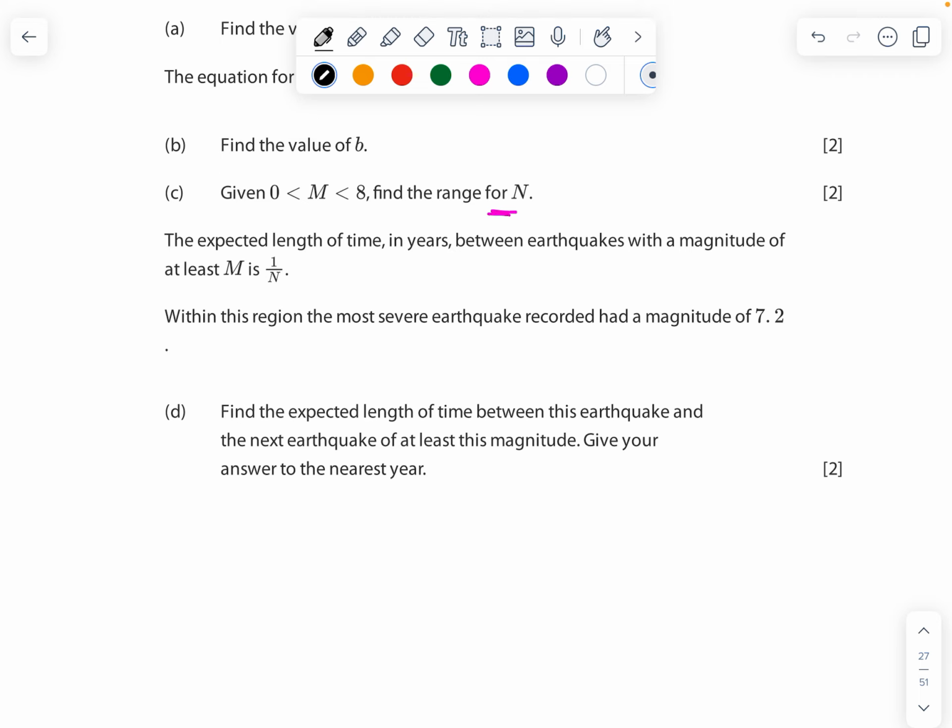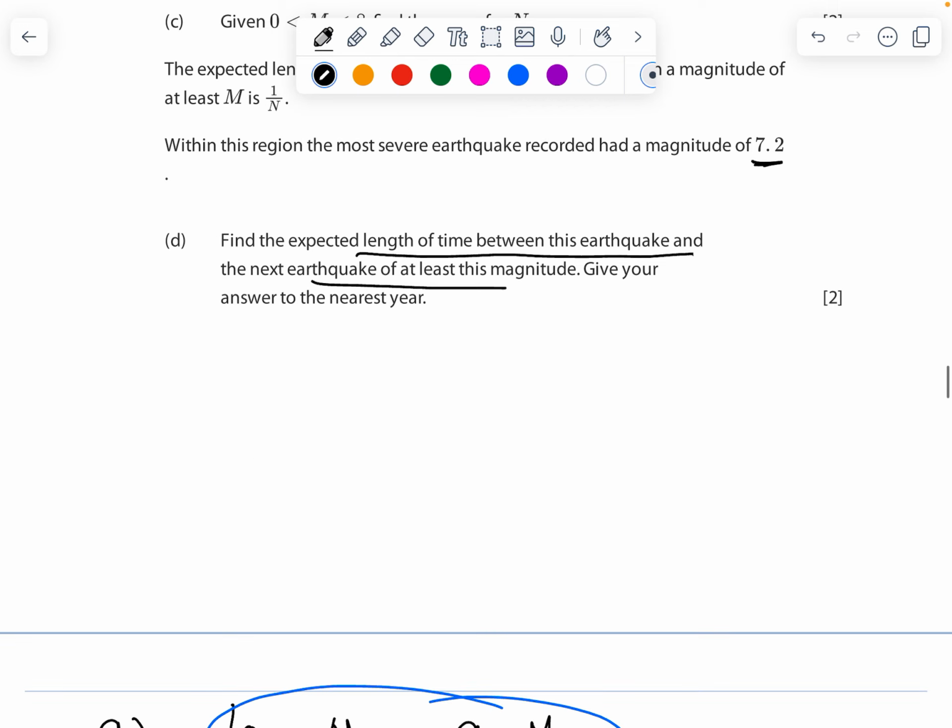Next, the expected length of time in years between the earthquakes of magnitude at least m is 1 upon n. Within this region, the most severe earthquake recorded is 7.2. Find the expected length of time between the earthquake and the next earthquake of at least this magnitude. Give your answer to the nearest year.